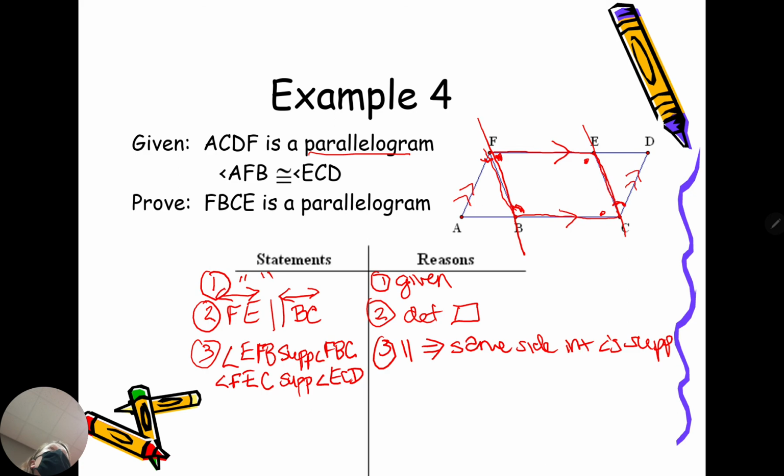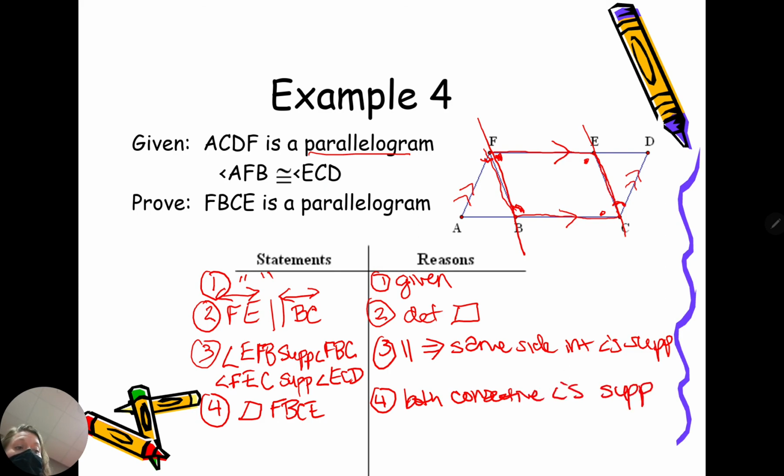If both sets of same side interior angles are supplementary, we have ourselves a parallelogram, my friends. So FBCE is a parallelogram, both consecutive angles supplementary. And we're done. Now, there's a lot of different ways you could have gone about that. You can actually use a subtraction property to get these opposite angles that are congruent, and then we can use some angle relationships to get angle B and angle E congruent. That seems like a lot of work to me, though. This one was much shorter. I like to go short.